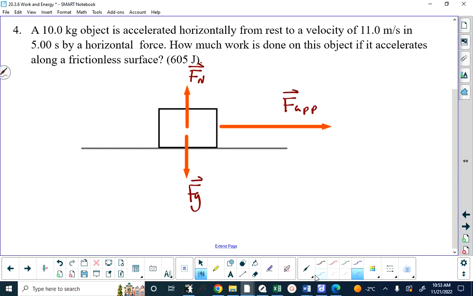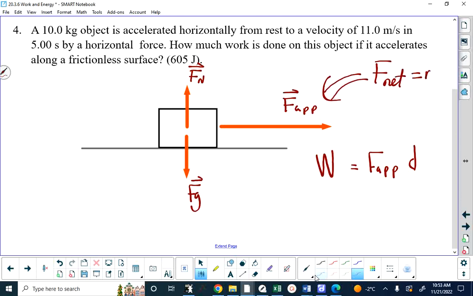And in order for you to find work, you have to take the applied force times the distance. And my point is, how do we find the applied force? We find it by saying that this is the net force, which is ma. So we have some kinematic work to do here to find the acceleration. Once we find the acceleration, we can multiply by the mass to get the net force. Then we can multiply by the displacement to get the work done.